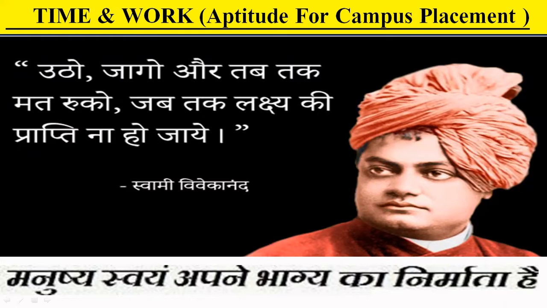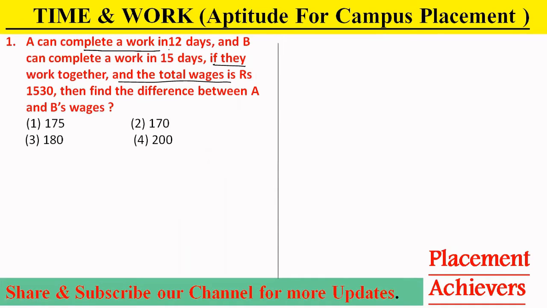Now we are discussing the different patterns of time and work. A can complete a work in 12 days. B can complete the work in 15 days. If they work together and the total wages is 1530 rupees, then find the difference between A and B's wages.